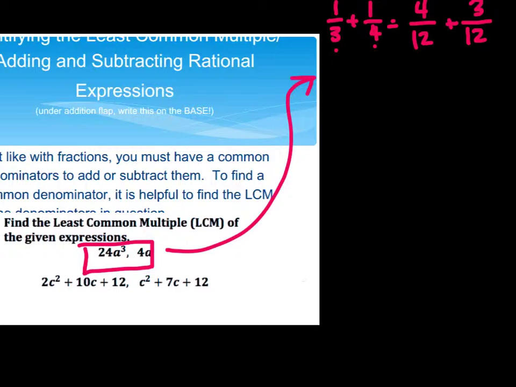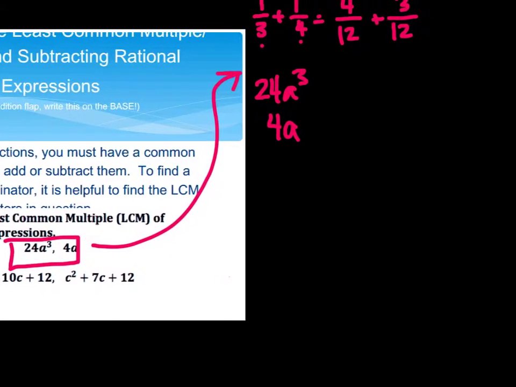So here is our first step. We have 24a to the third, and we have 4a. If you notice, I have lined them up vertically, so we have lots of room to play around with this. When we look at least common multiples, it's really important that you pay attention to the prime factorization of all of those numbers. 4a is probably the easiest, so we'll start there. We can write this as 2 times 2 times a. I left a big gap there, and you'll see why shortly.